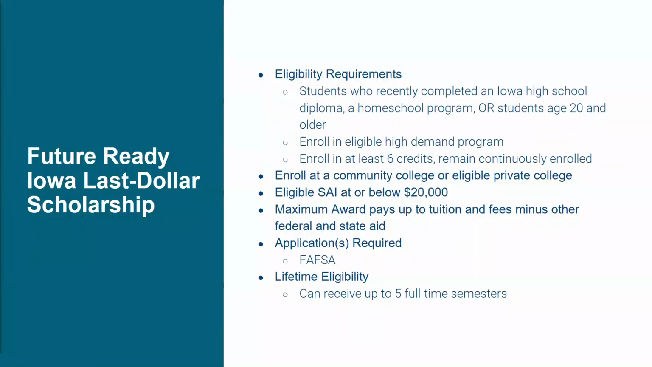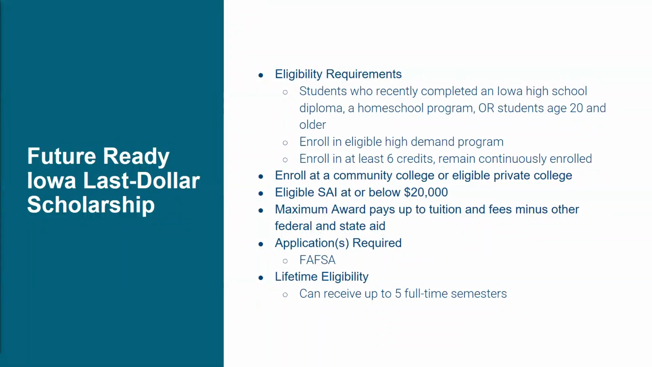The Future Ready Iowa Last Dollar Scholarship is for students who recently completed an Iowa high school diploma or a homeschool program, or students who are 20 and older. It's kind of a weird way that they've done this one, but if you're under 20, you have to have graduated from an Iowa high school. If you're 20 or over, then that is no longer a requirement. So that's why it's kind of listed that way.